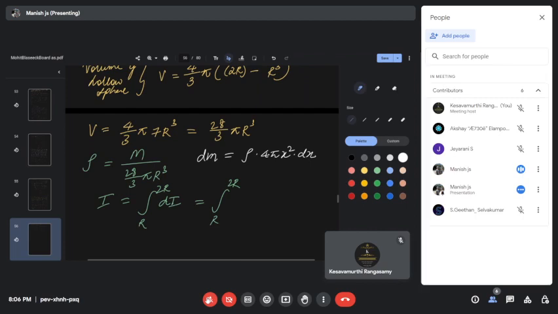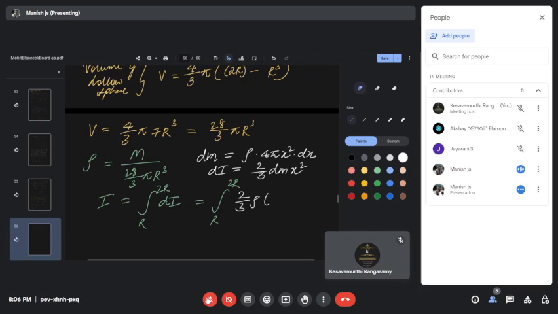That's the reason I'm going for integration. So integrate from r to 2r, substituting all the values. So what I get for the smaller moment of inertia: dI is equal to 2 by 3 dm into x square. So we get the expression like this. Integration is basically being done here. So substituting the values, I get 2 by 3 rho.